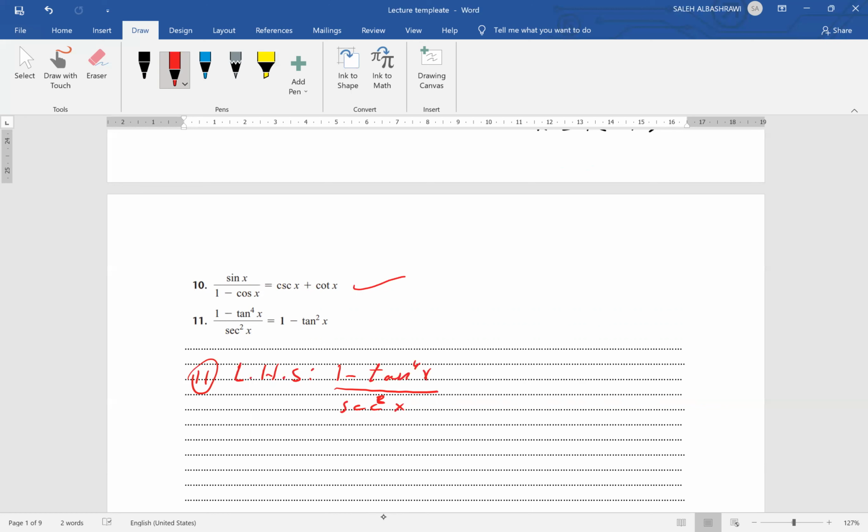Now for this one, I'm going to use the two identities. If we have a square minus b square, this can be written as a minus b multiplied by a plus b. This is the first identity I need to solve. And also we have secant square x is equal to 1 plus tangent square x.